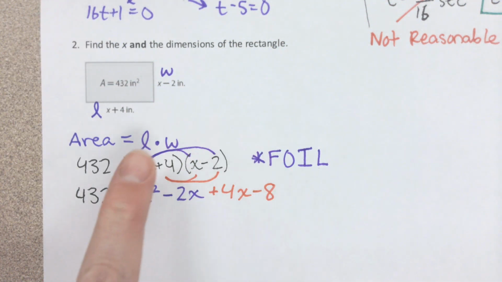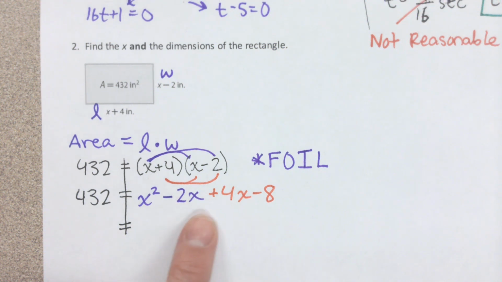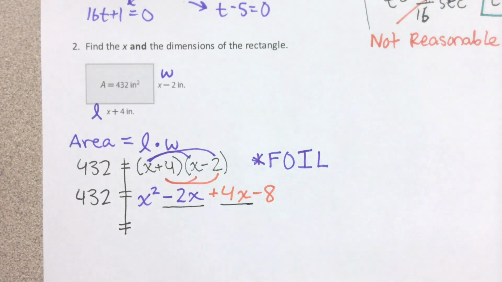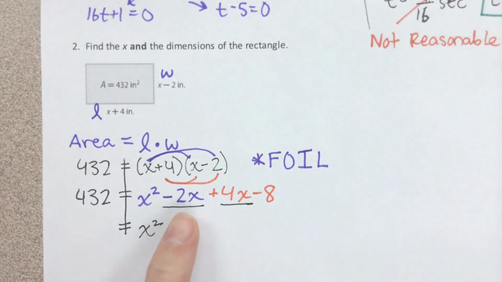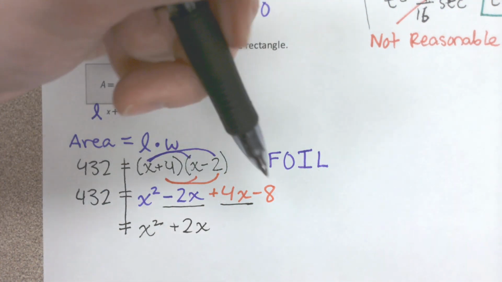If you do this in the correct order, you will have two like terms and they will always end up in the middle. So negative 2x and positive 4x. So we have x squared. And then negative 2 plus 4, that's positive 2x. Bring down the minus 8.